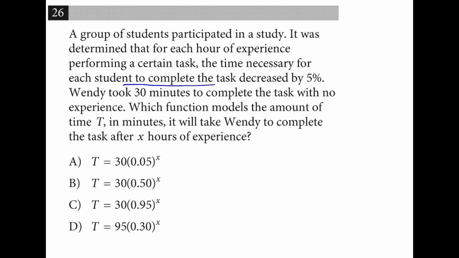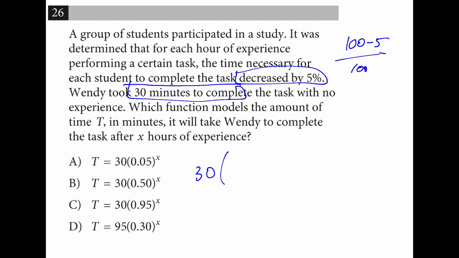So we initially took 30 minutes to complete a task. I'll put 30 in the front. And the time it took decreased by 5%. So that's 100 minus 5 over 100, or 0.95. This represents exponential decay. And we'll raise this to the power of x for the number of hours.